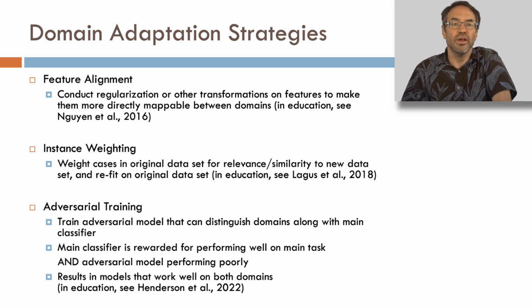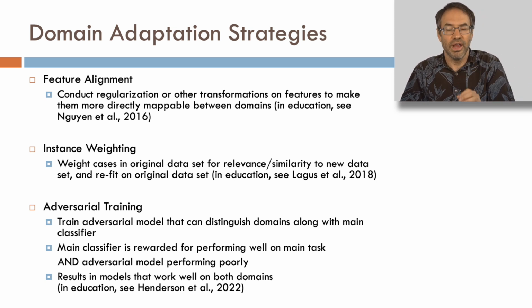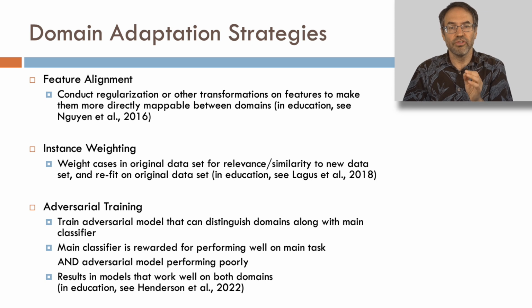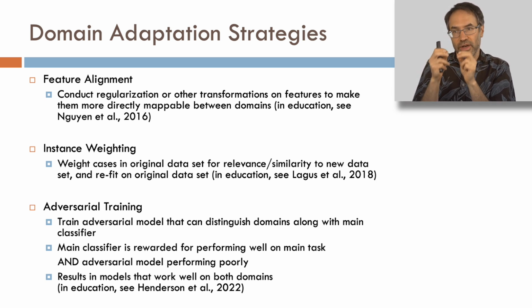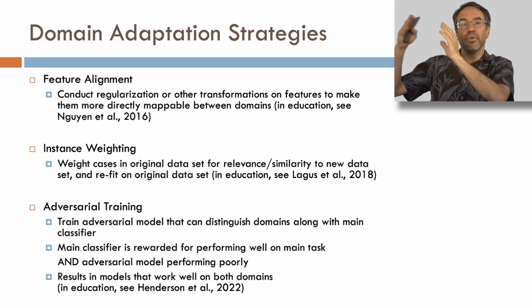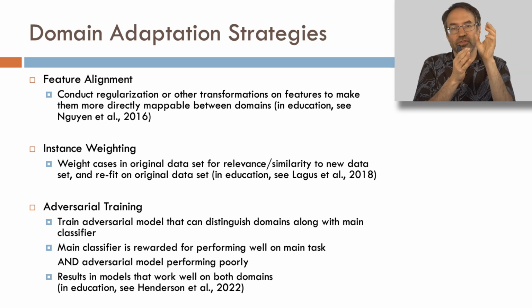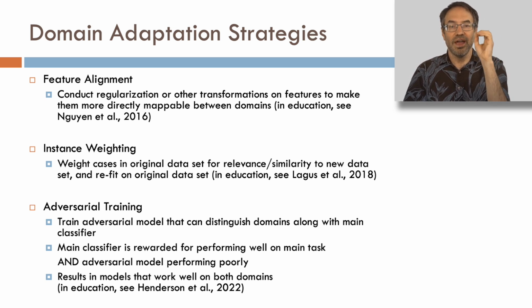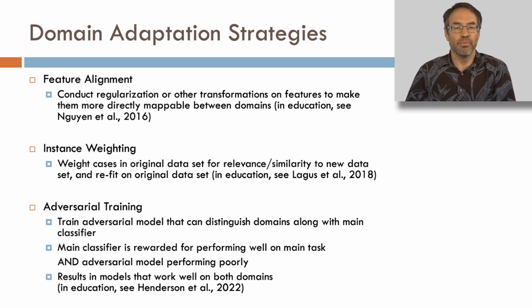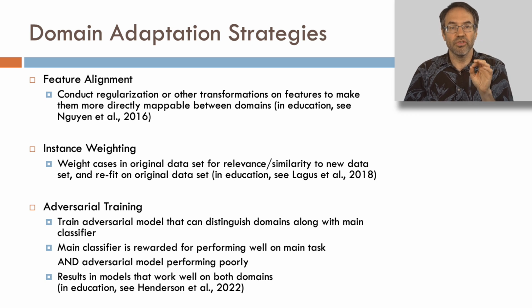A third category is adversarial training. In adversarial training, we train an adversarial model that can distinguish the domains along with the main classifier. So we're both training on the thing we want to classify, and we're trying to classify which domain the dataset is in. The main classifier is rewarded for performing well on the main task and for the adversarial model performing poorly. And this results in models often that will work well on both domains.